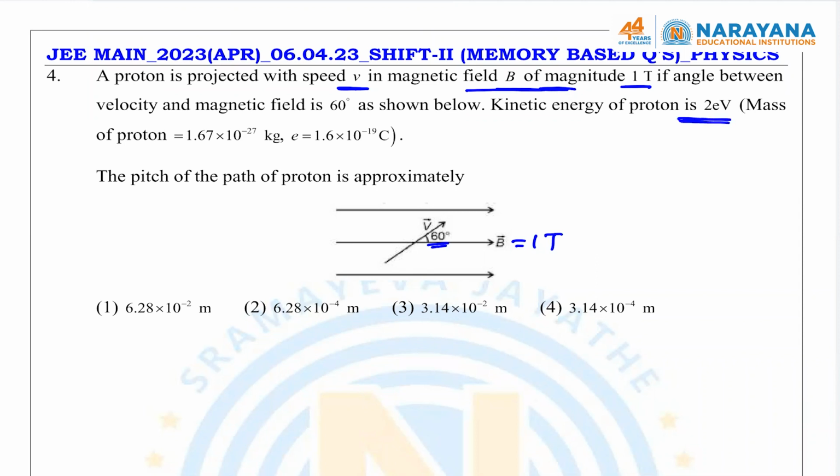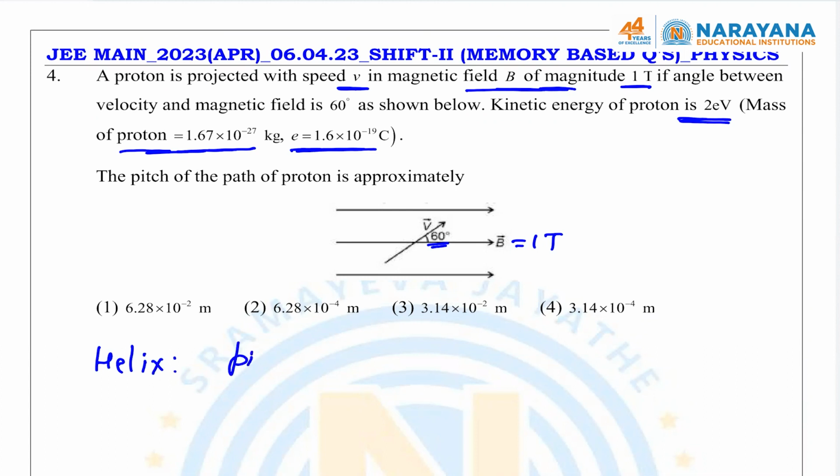We'll need to convert this into joules, I guess. Mass of the proton is given. Charge of electron is given. So electronic charge is given. Proton will have same charge. We want to find the pitch. So whenever V is not parallel to B or perpendicular to B, we have a helix.